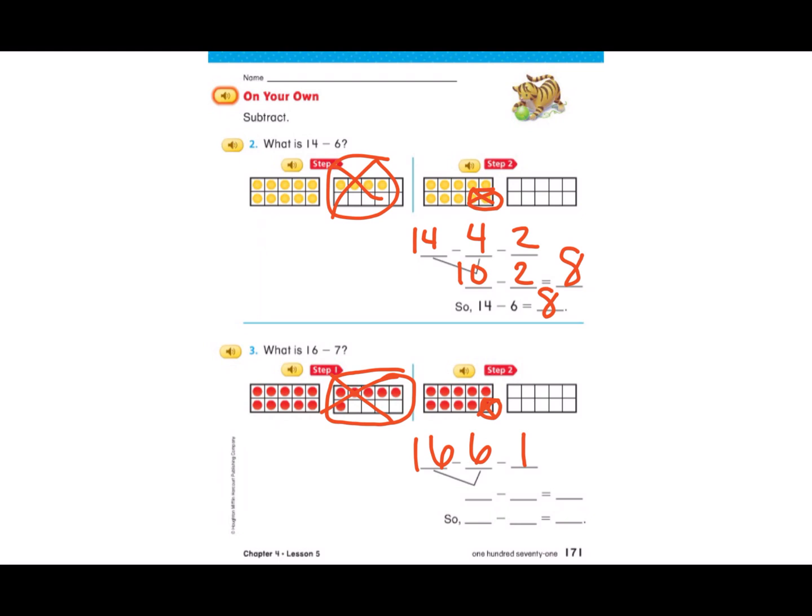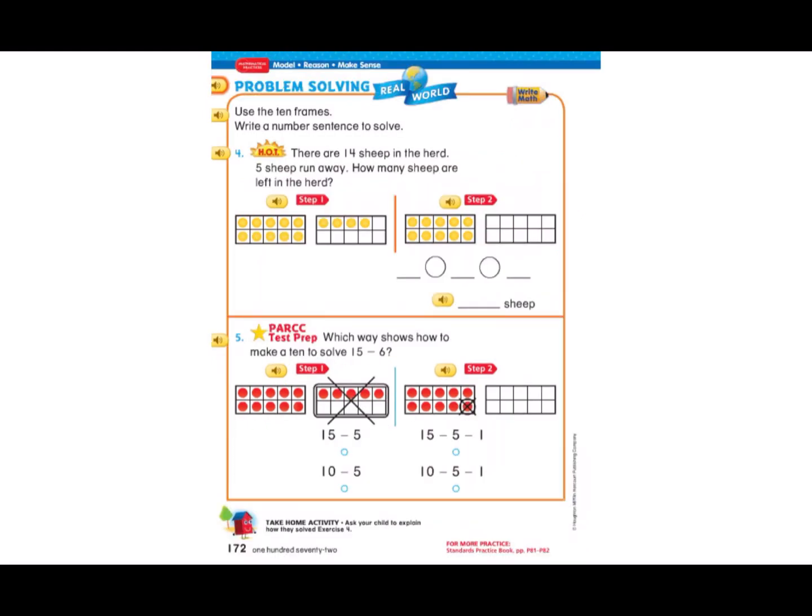16 minus 6 is equal to 10. And we bring down the 1. 10 minus 1 is equal to 9. Which means 16 minus 7 is equal to 9. Let's look at our last page. Number 4. There are 14 sheep in the herd. 5 sheep run away. How many sheep are left in the herd?